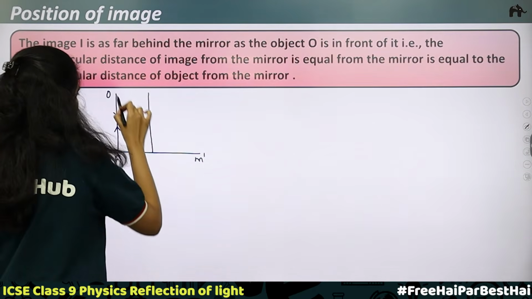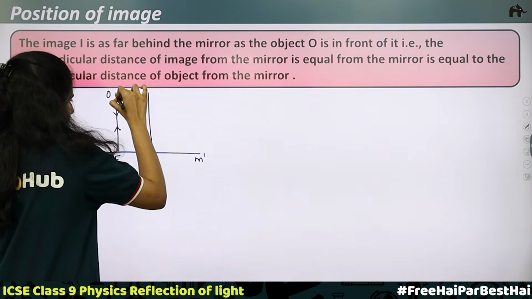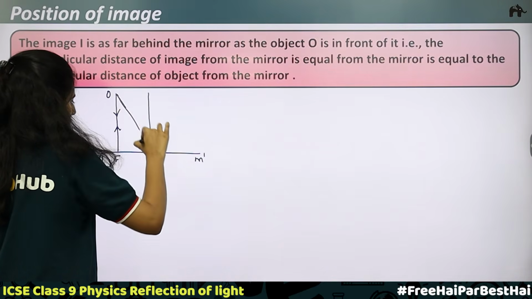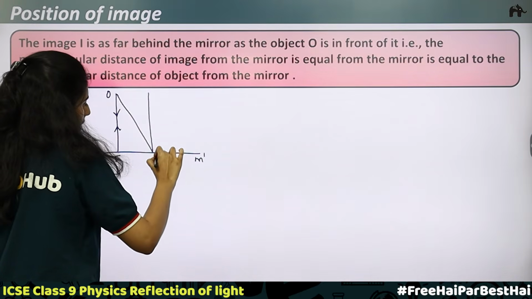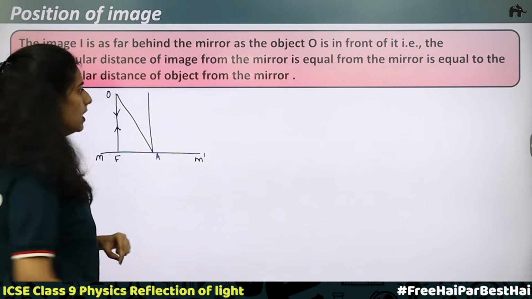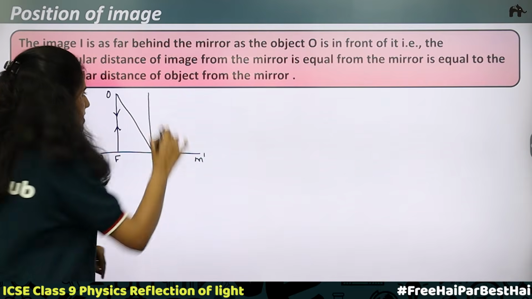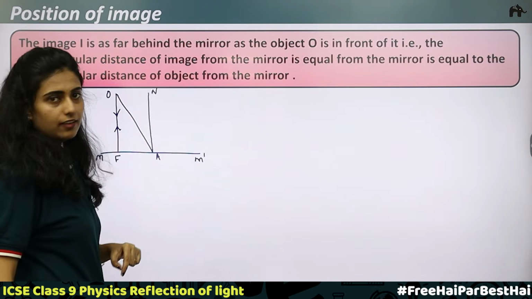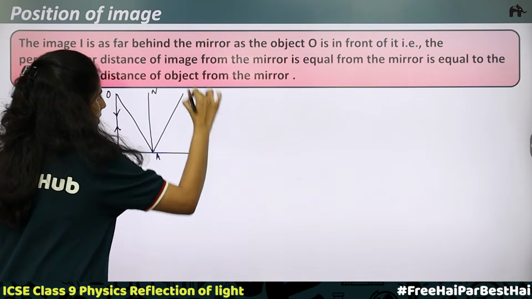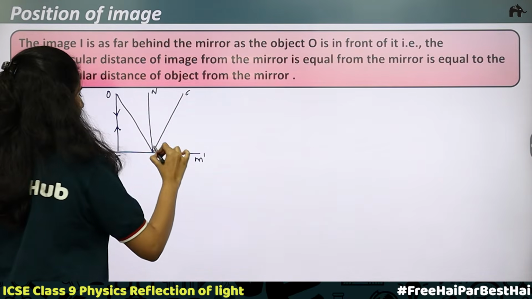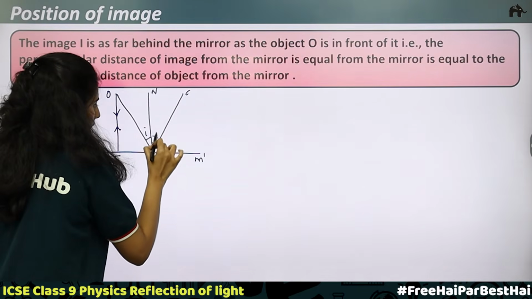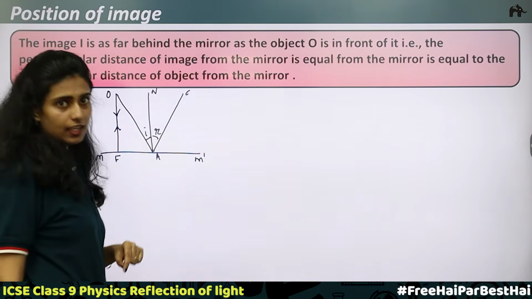Now, the second ray of light, OA, which is incident on the mirror M dash at this point A, and this is your normal. After reflection you will have the reflected ray. This is your reflected ray. Let us mark the reflected ray as AC. Here you have the angle of incidence and here you have the angle of reflection, and they will be equal.